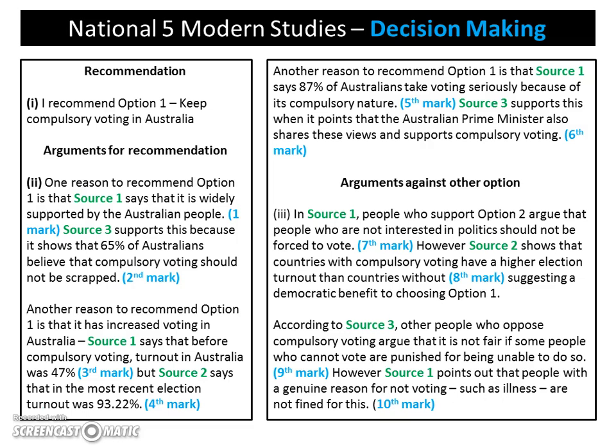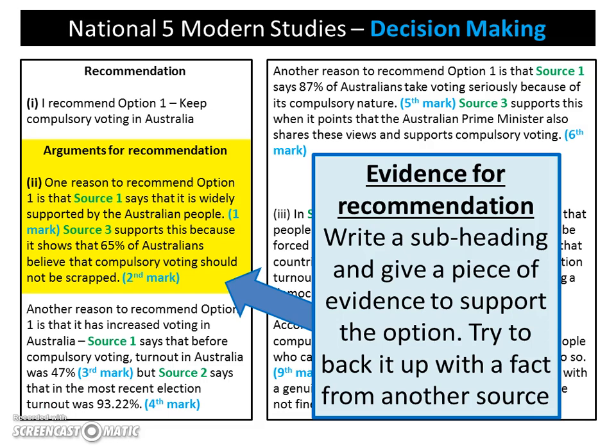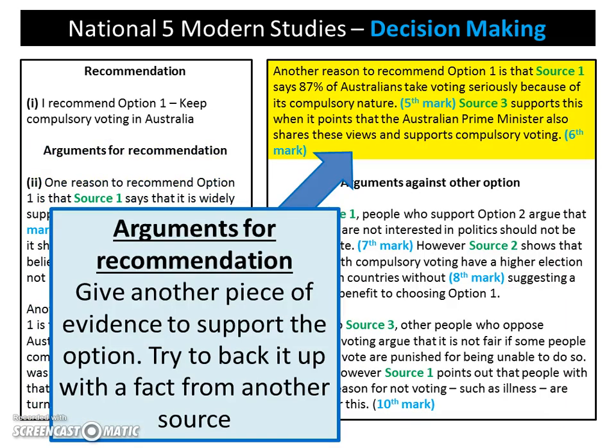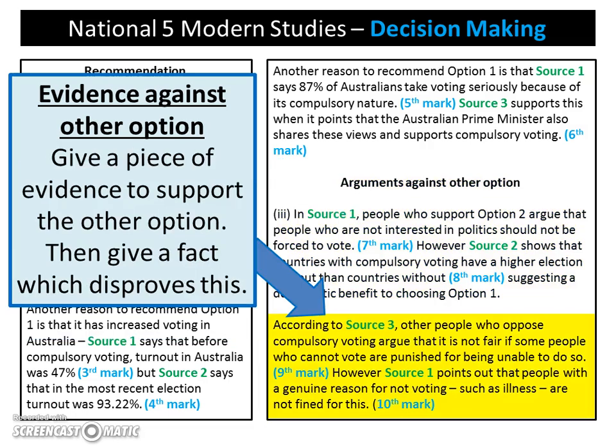Here is an overall summary answer. We start off with our recommendation, where we clearly state the option we recommend. We then move on to give evidence for our recommendation. We write the subheading, we give a fact to support it, and support this with a point from elsewhere. We do this 3 times. Finally, we give evidence against the other option. We write this as a subheading, then we show the facts that people who support option 2 will argue, but we disprove this with a fact from another source. In this case, we repeat it twice, giving us our 10 marks overall.